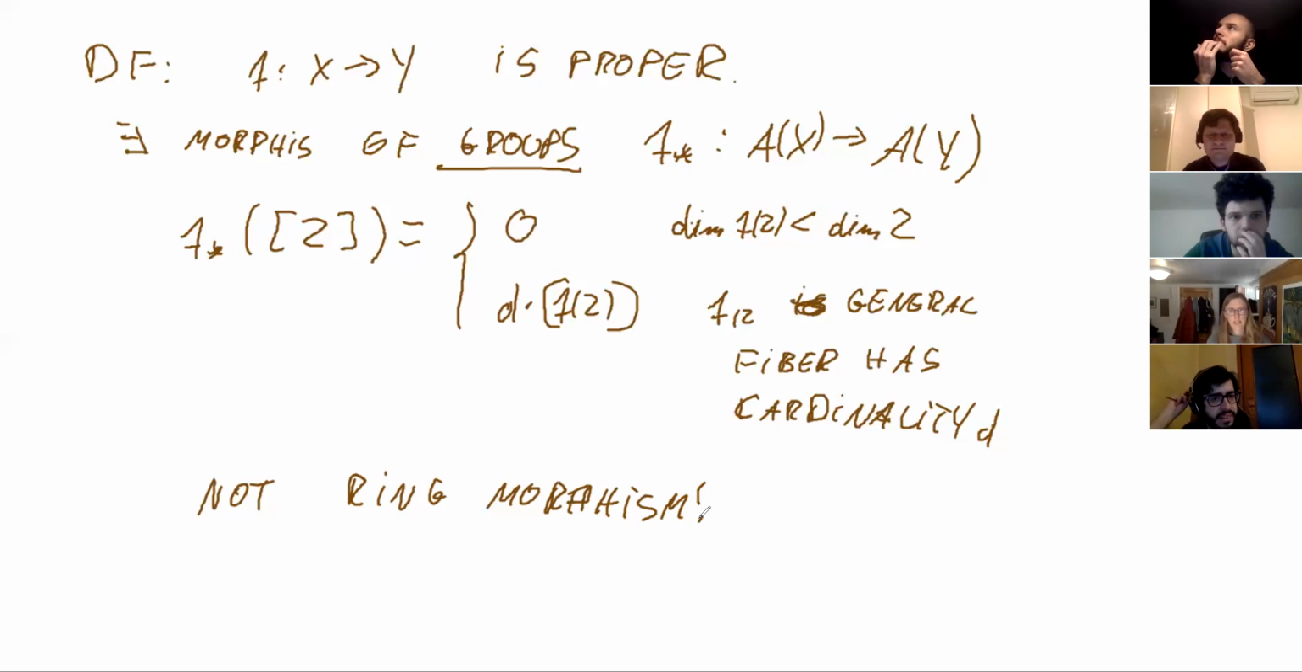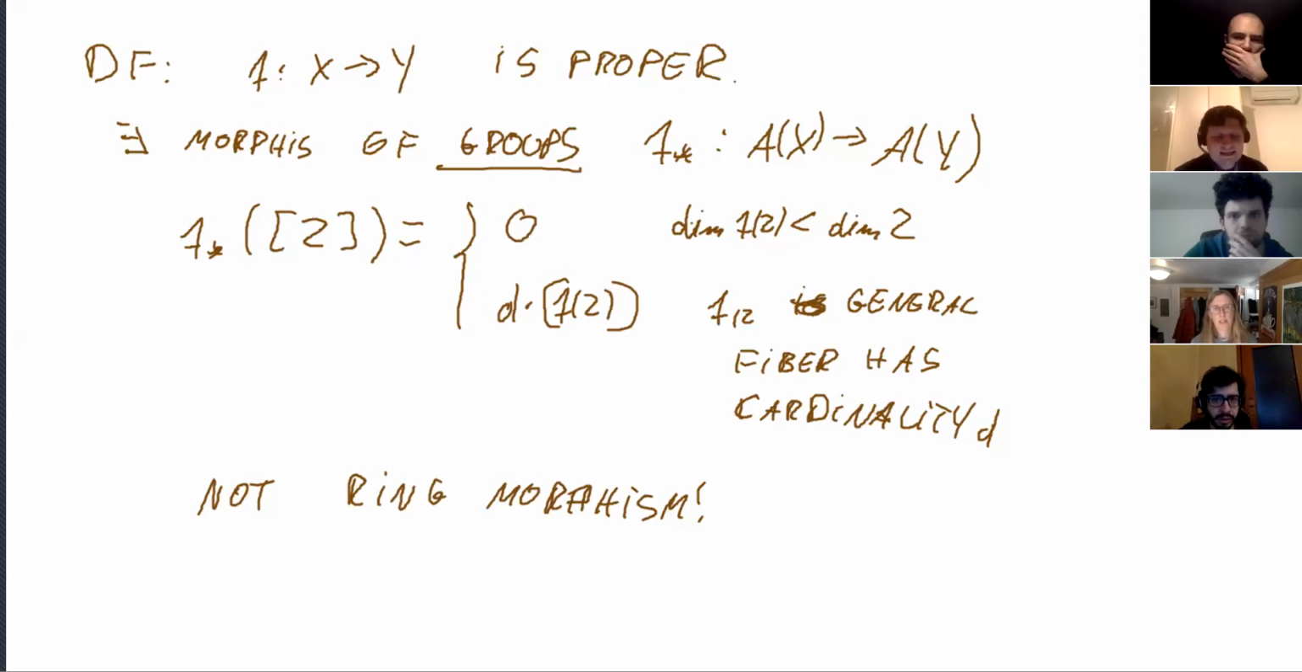And this is what, I mean, you're assuming f proper. I don't remember what proper means. Is it like an assumption? It is an assumption of a morphism. It is a non-trivial assumption, but if you're dealing with projective varieties, it's a trivial assumption.